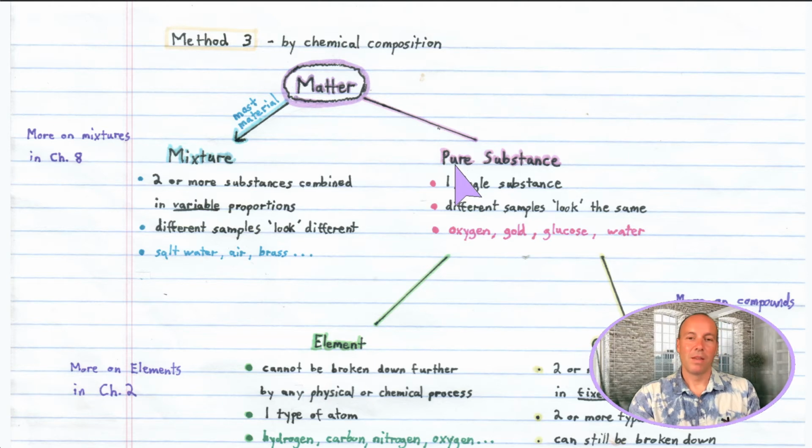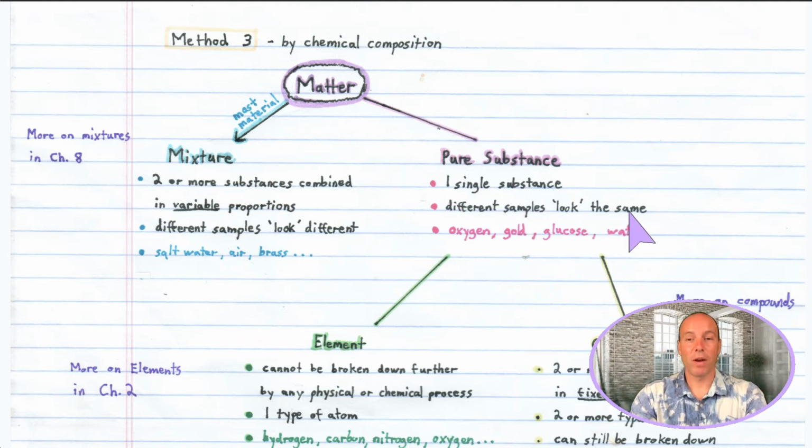So maybe if you have the best water purifier out there, you can make some pure water with no impurities, and then you could talk about a single pure substance. Or maybe if you had some gold in a cave that you discovered, you could get rid of all the impurities and have some pure gold. Okay, so a pure substance is one single substance.